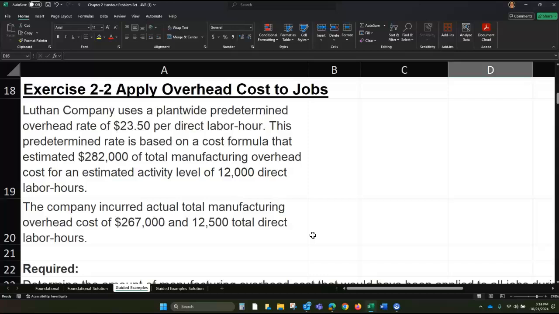Both. Again, I keep asking you those kinds of questions because I want you to keep rethinking it, and eventually it's just going to become second nature to you, hopefully. The company incurred actual total manufacturing overhead costs of $267,000. So we ended up with not quite as much overhead and 12,500 total direct labor hours. Again, we estimated 12,000 direct labor hours, but we ended up with 12,500 actual.